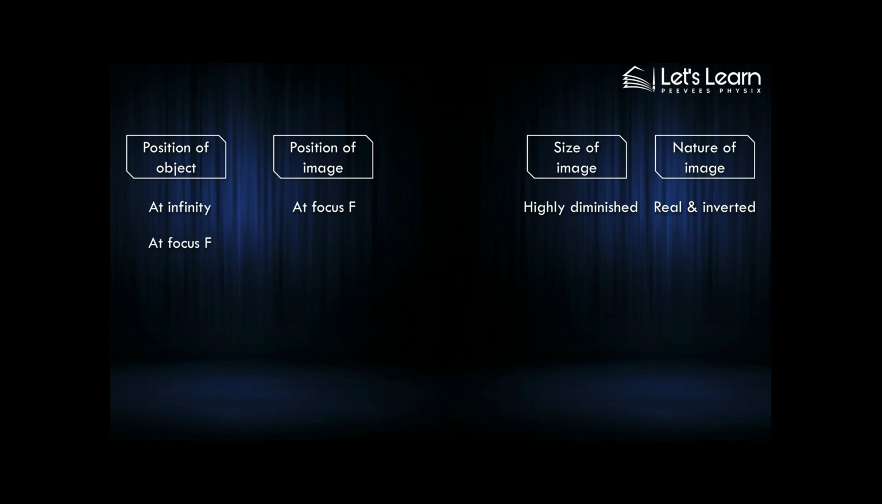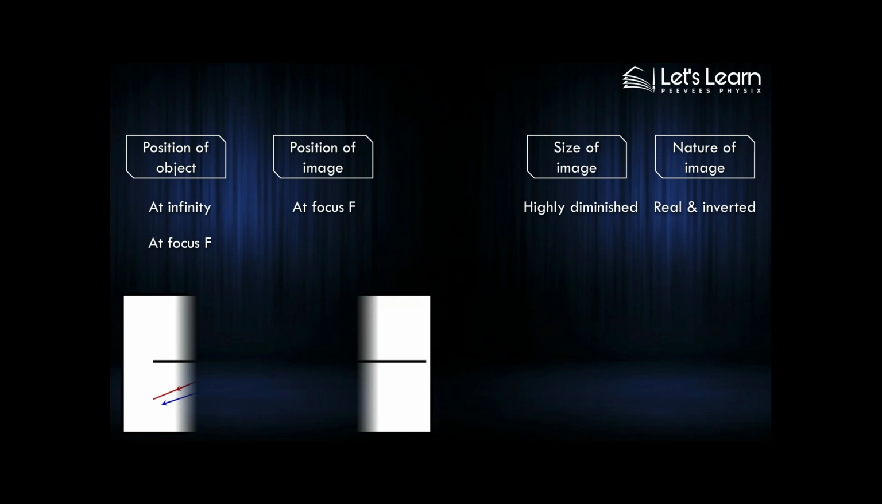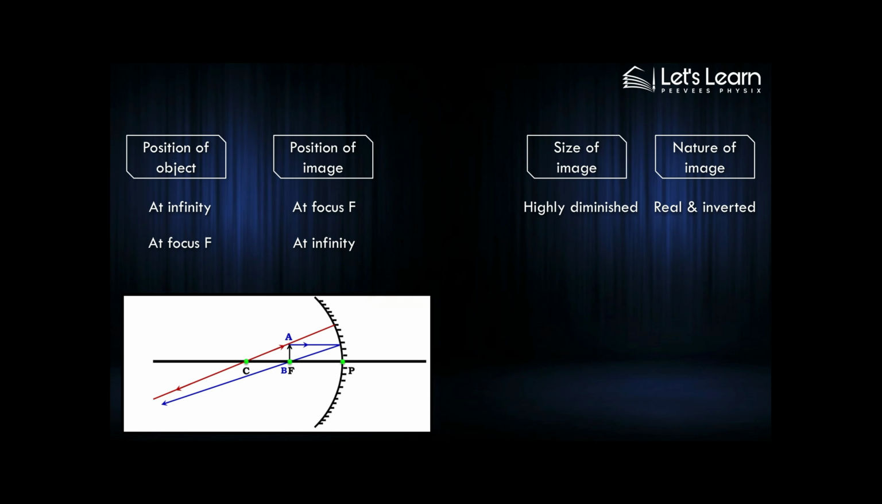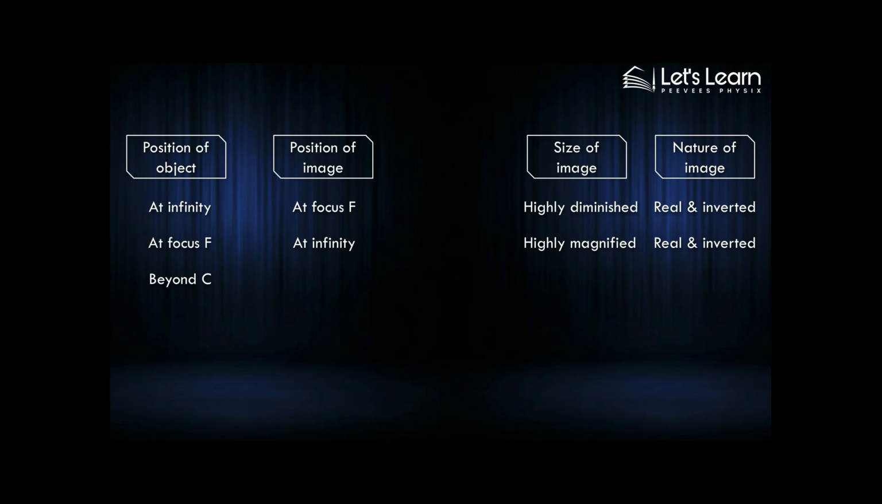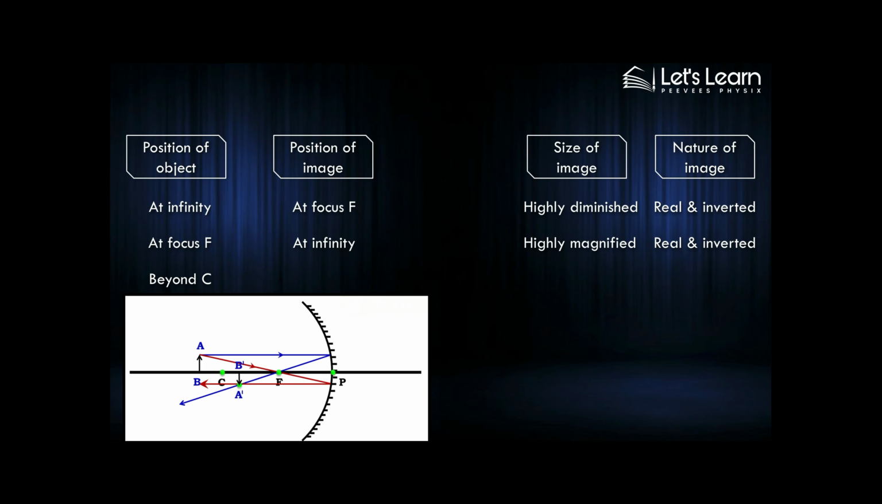Second diagram, when the object is at principal focus, the final image is formed at infinity. Size of the image highly magnified and nature of the image real and inverted. Third one, beyond C, which means beyond 2F, the position of the image is between F and C. Size of the image diminished, and the nature of the image real and inverted.